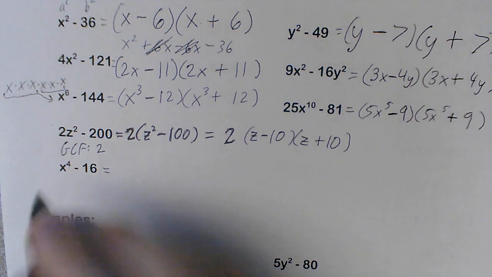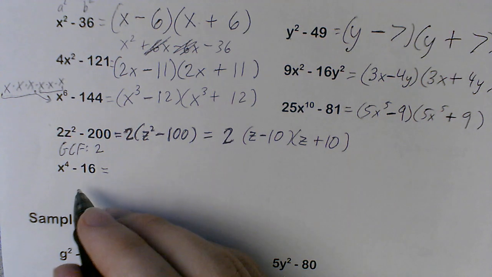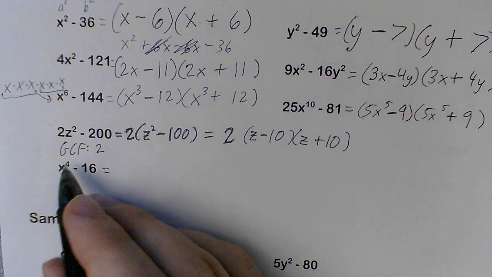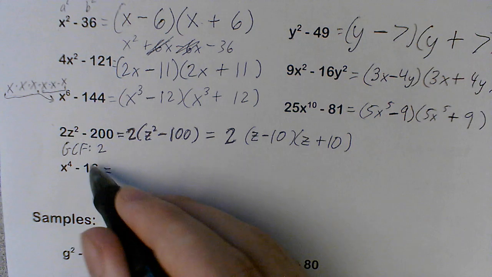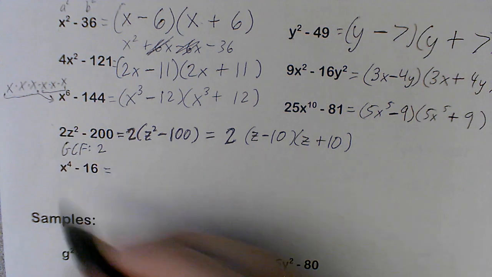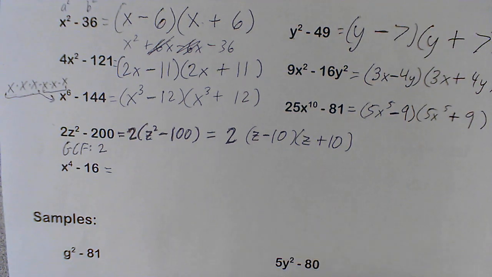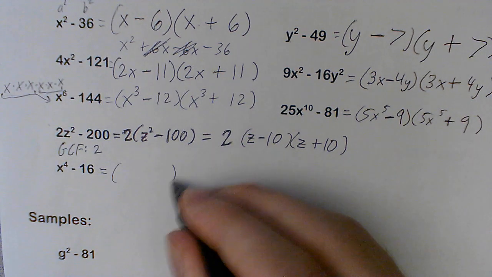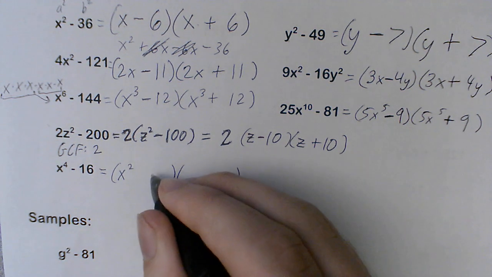Alright, now for this one, x to the 4th minus 16. Is there a greatest common factor that is greater than 1? Take a second. There is not. We don't consider the exponent here because the only factors that go into x to the 4th are x, x, x, and x. The only factors that go into 16 are 8, 2, 16, 1, and 4. Okay, so there's no common factors between these. However, they are perfect squares. Alright, so now we have x squared and 4.